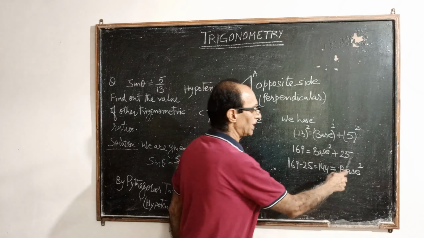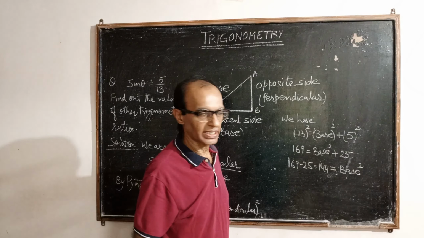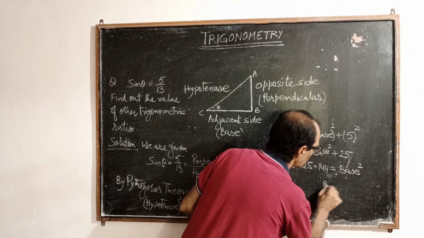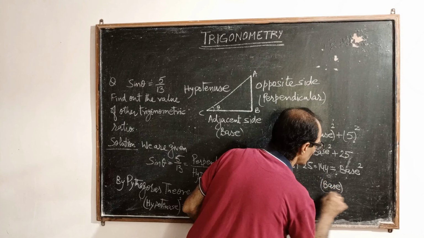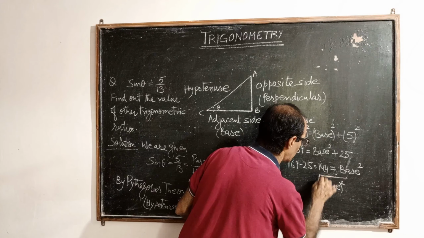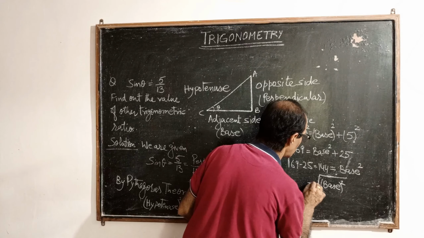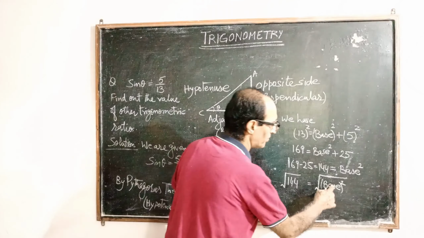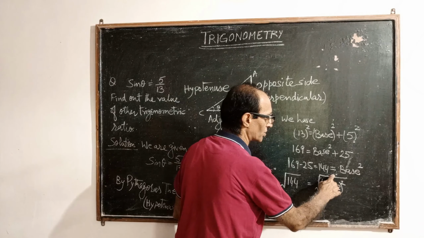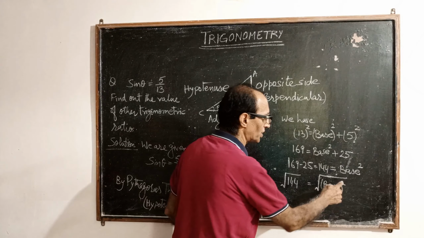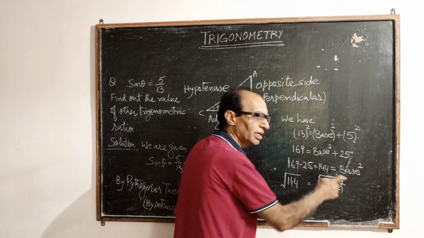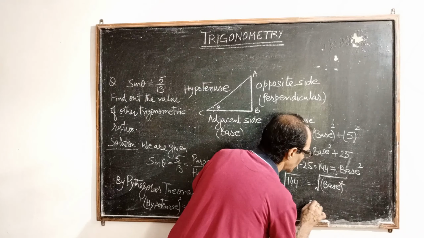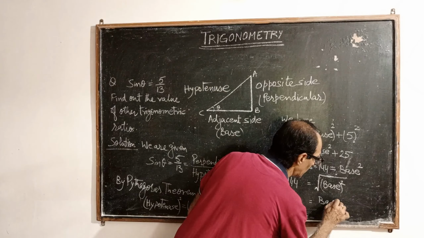This gives us the value of the base square, but we want base. Now taking square root on both sides, we get base square and we are taking its square root. This is equal to 144 square root. Square root of base square. Now this square and the square root are working opposite to one another, so they get cancelled out. We are left with base only.